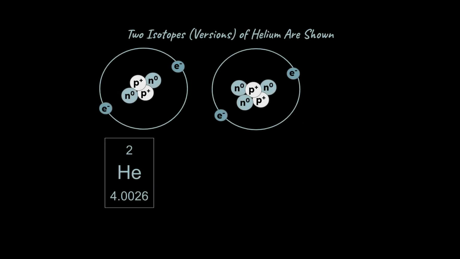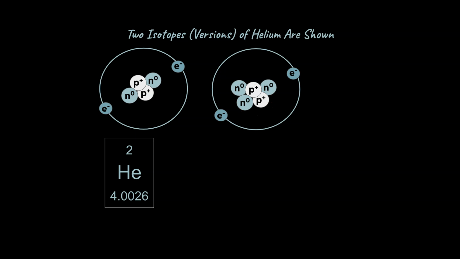So for instance, if you're talking about helium here, you can actually have two different versions of helium found in nature. Those two different versions of helium are called isotopes of each other. Now notice this is still helium because it has two protons. This atom over here has two protons. What do you notice is the difference between the two? Alright, well the difference is over here on the right you've got an extra neutron.